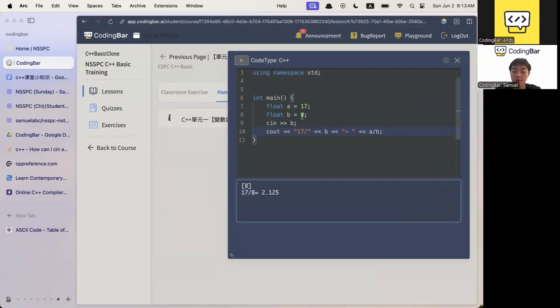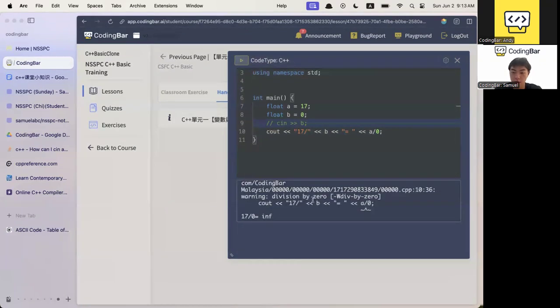But be careful. In C++, you cannot divide by 0. What happens if you divide a number by 0? You can try it. Let's say A divide by 0. We are not going to read this. It throws error because in mathematics, a number divided by 0 gives infinity. So it's the same in C++. They cannot get an answer because it's infinity, so it will throw error.